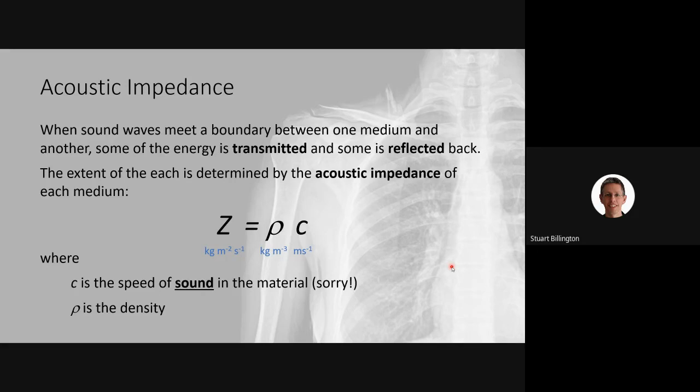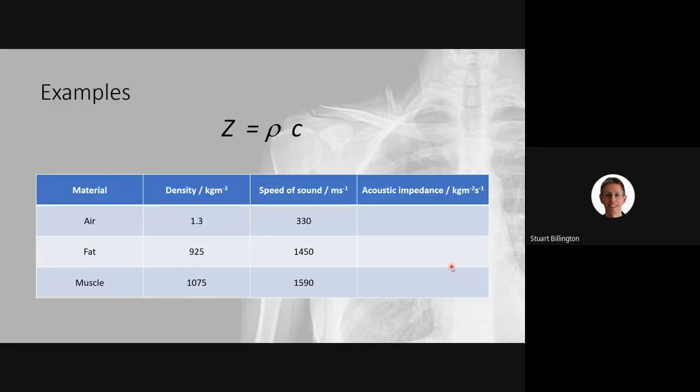Okay, so if you can multiply density by speed of sound, you'll have the acoustic impedance, and you'll be able to use that for the next calculation that we're going to have to do. So just before we move on, just have a little go at calculating some acoustic impedances of some body tissues.